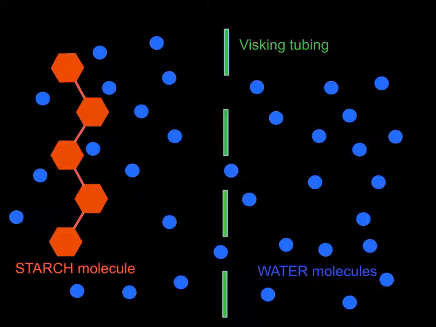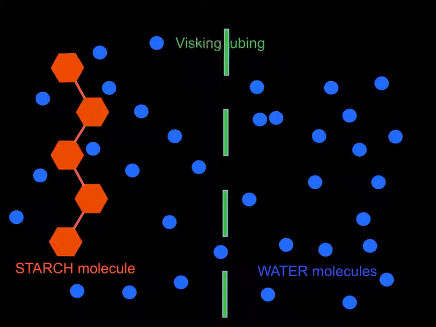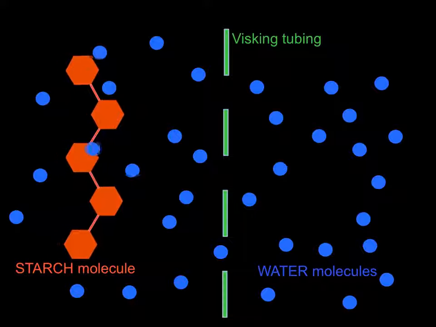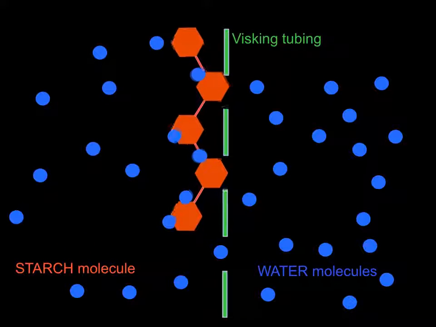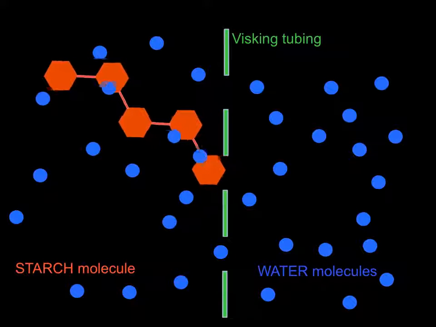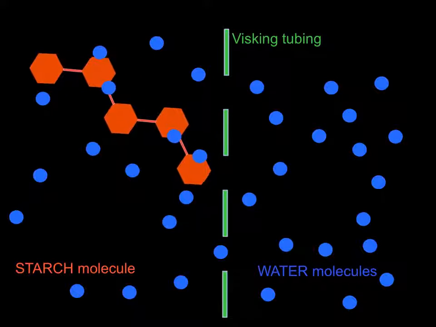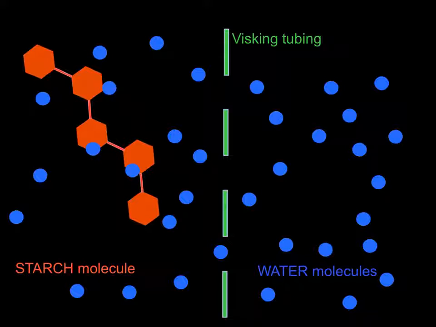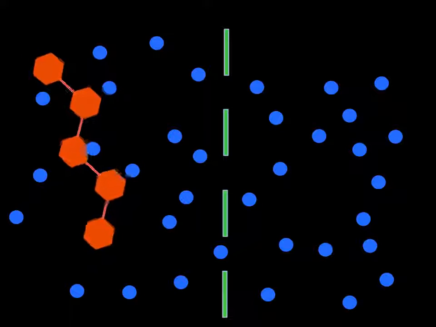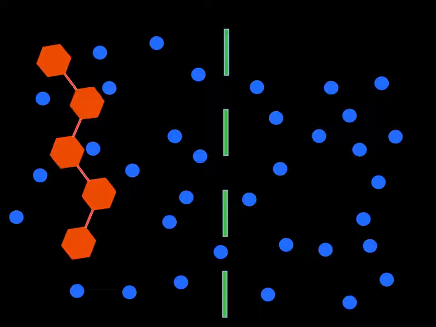Because of this, whilst the water molecules can still pass from one side to the other of the whisking tubing, as shown here, the starch molecule, however, is too big to fit through. And it doesn't matter which way round we do it, it can't get through. What this means is that however long you leave this, the starch molecules can't get through, and they have to stay on one side of the membrane.